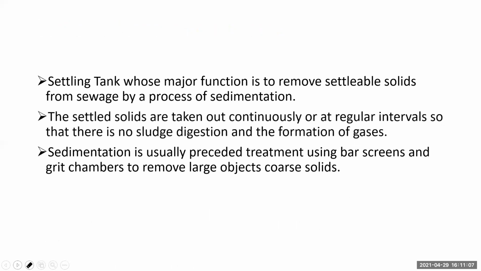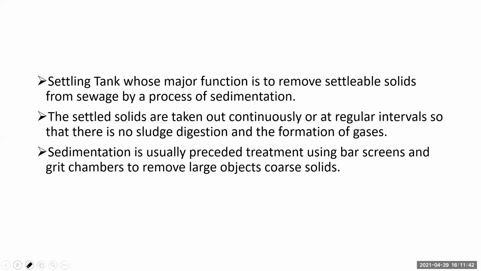Settling tank. The major function of a sedimentation or settling tank is to remove settleable solids from sewage by a process called sedimentation. That means in this tank, only sedimentation of solid waste takes place. The settled solids that accumulate at the bottom of the tank are removed continuously or at regular intervals, so that no sludge digestion and no formation of gases take place, because there is no ventilator. Ventilators are not present for the escape of gases.